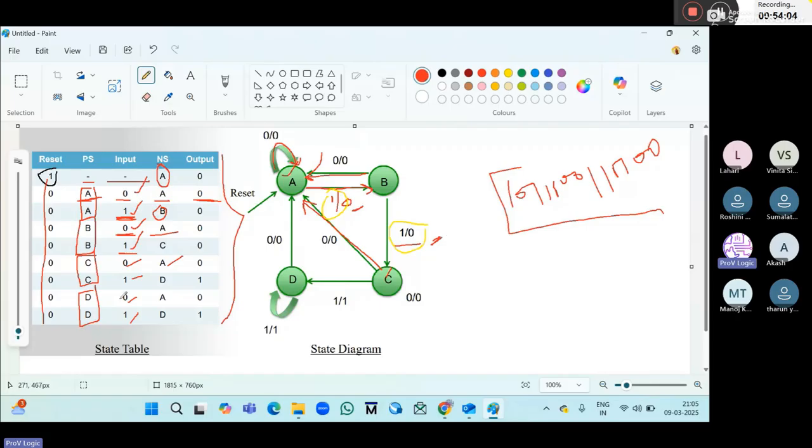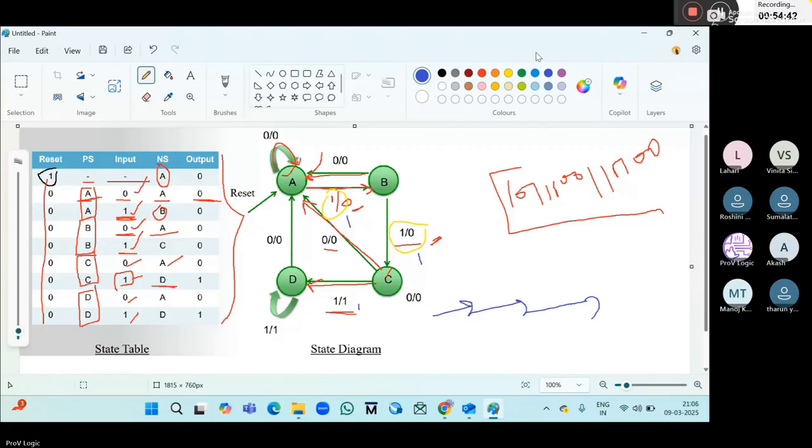Okay, so next C, if input is 1, then it goes to D. So here D. 0 means it is going to A, output will be 0. 1 means it is going to D, value is 1 by 1. Why did we get the 1 here? Because 3 ones are detected here. In this case, here we got 1, here we got 1, here we got 1. So 3 ones.